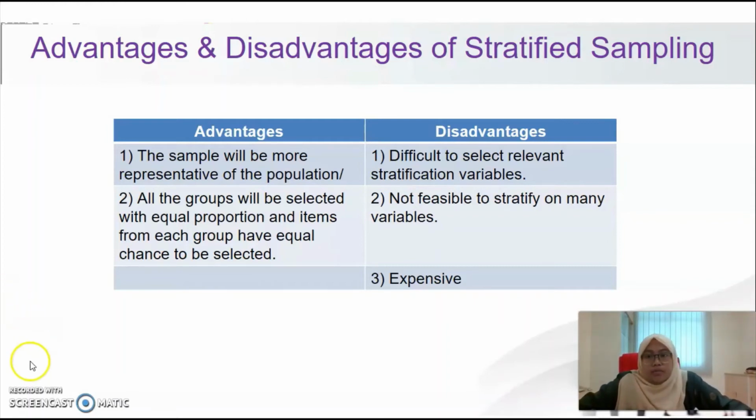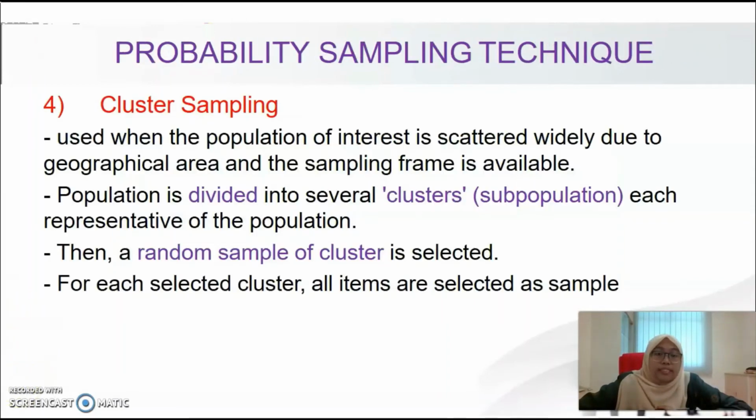Okay, next, we have cluster sampling. This cluster sampling is used when the population of interest is scattered widely due to geographical area. And of course, because this is under probability sampling, we use this method when the sampling frame is available. In cluster sampling, the population is divided into several clusters. These several clusters are known as subpopulations. Each of the clusters will represent the population.